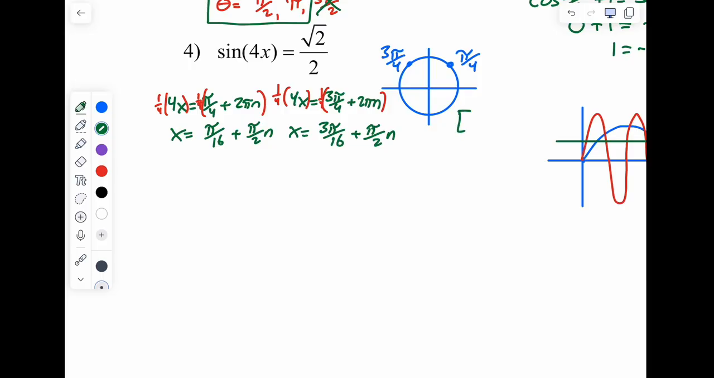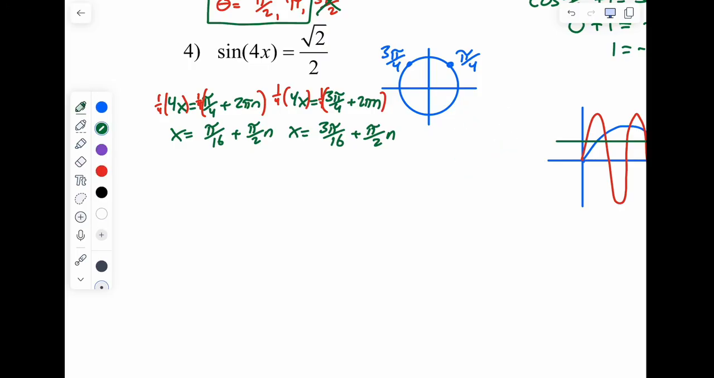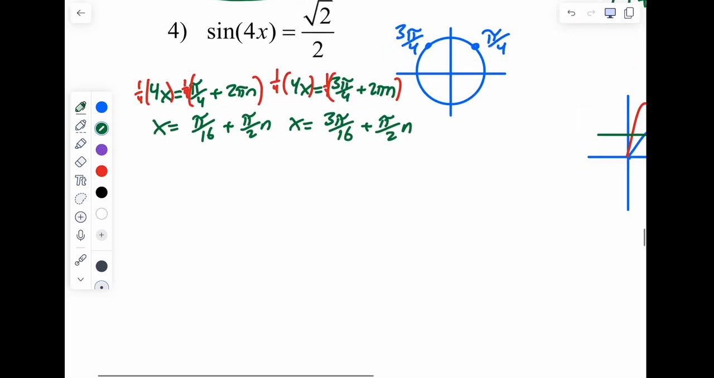Last thing before I tell you how to finish this problem. I'm looking for answers from 0 to 2 pi. Anything that's from 0 to 8 pi, if I divide by 4, is now from 0 to 2 pi. So really I have to find all the answers from 0 to 8 pi and then divide by 4. I'm not literally doing it that way, but that's a way of thinking about why there are more answers.